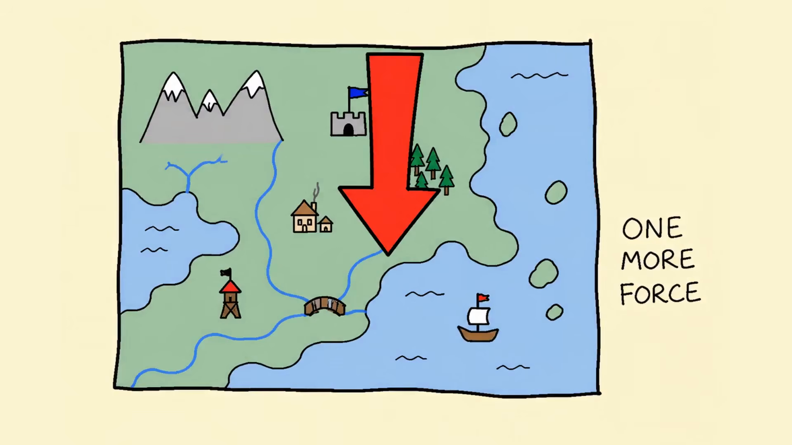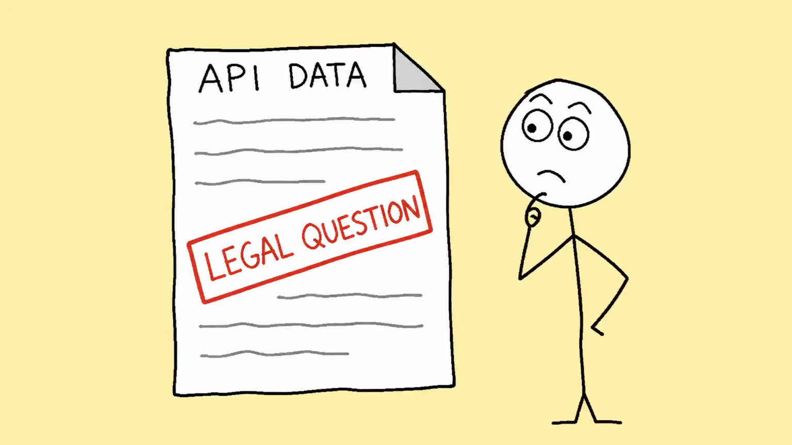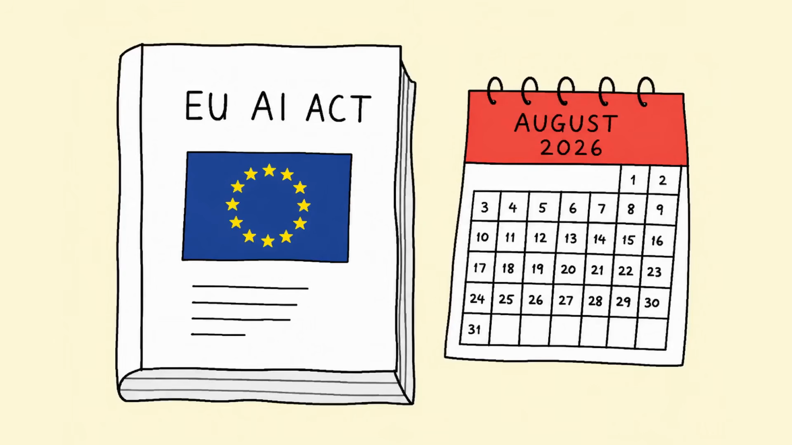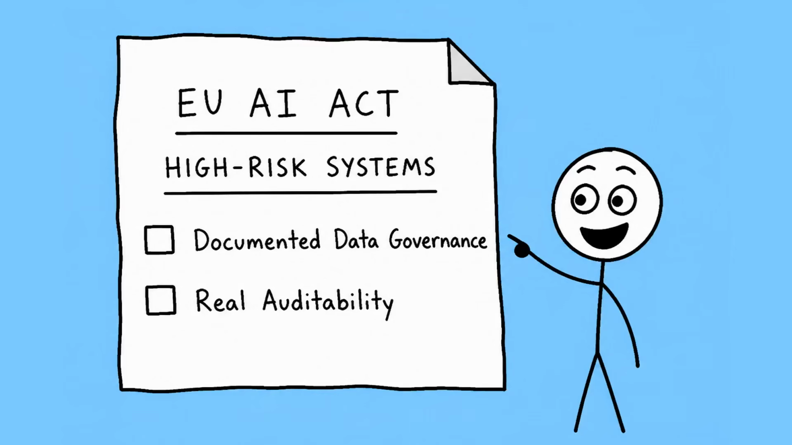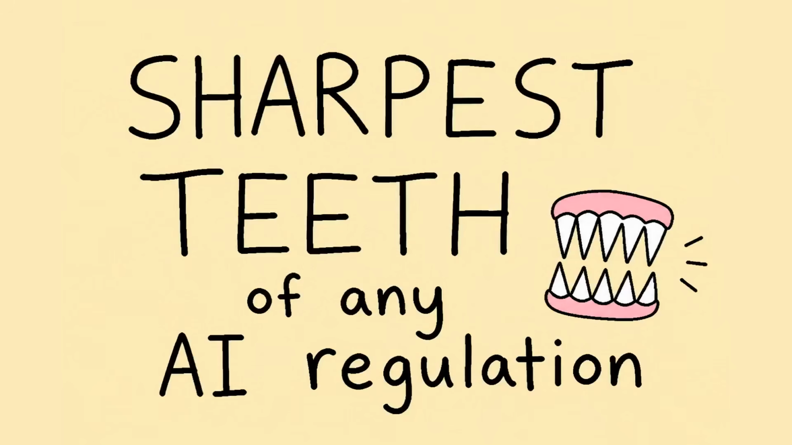There's one more force on this map, and unlike the others, this one doesn't care about your spreadsheet. Sometimes sending data to an API isn't a cost question, it's a legal one. And that's the vector reshaping this fastest. The EU AI Act becomes fully applicable in August 2026. For high-risk systems, it demands documented data governance, real auditability, and the penalties top out at 7% of global annual turnover. That's higher than GDPR's 4%. It's the sharpest set of teeth any AI regulation has shown.